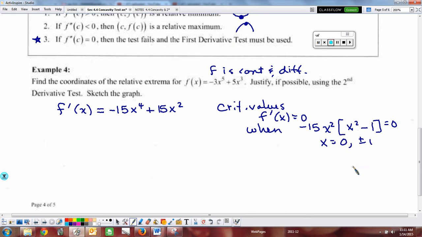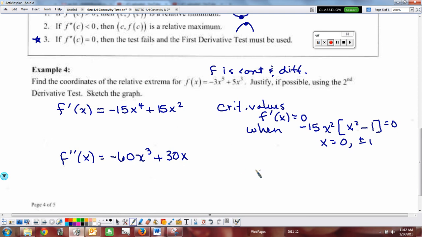So see, pretty easy. Now if I was doing the first derivative test, I would now go do a sign chart for this. But instead of the sign chart, I'm going to find the second derivative because it's really easy to find. So we have negative 15 times 4, so negative 60x cubed plus 30x. And when I get to here, I am not going to do anything else. I'm not doing a sign chart or anything.